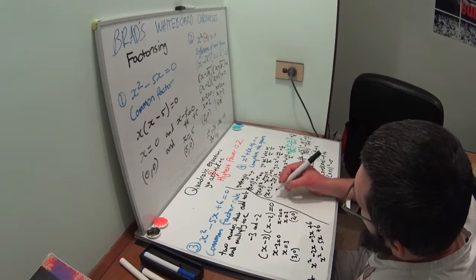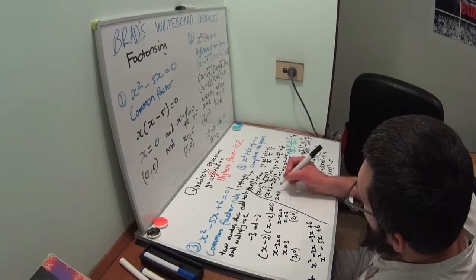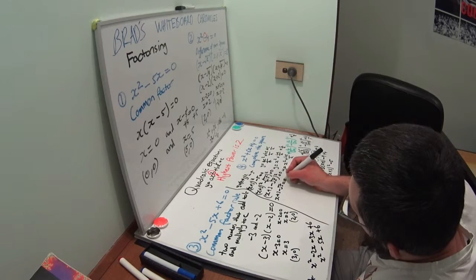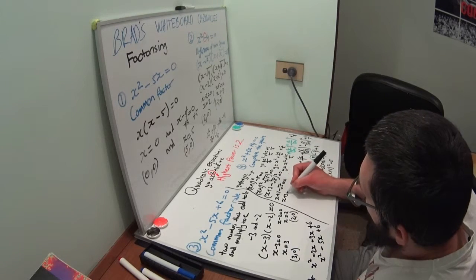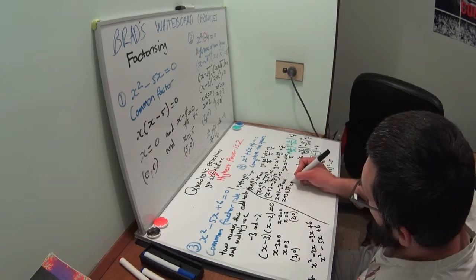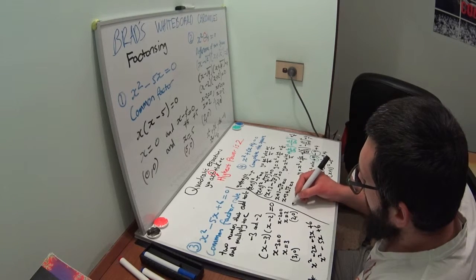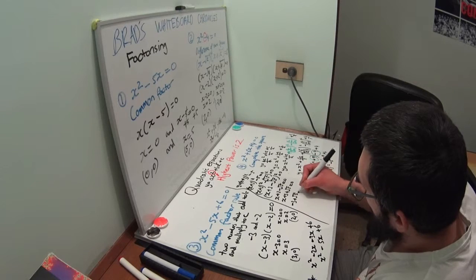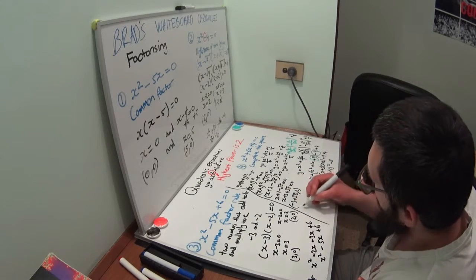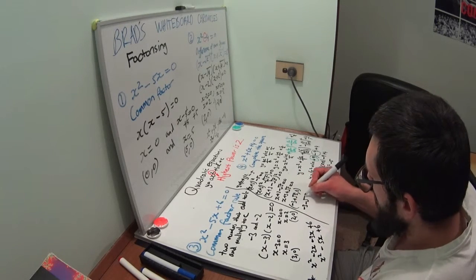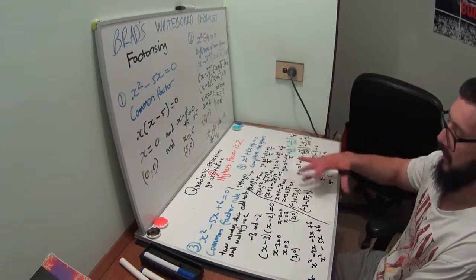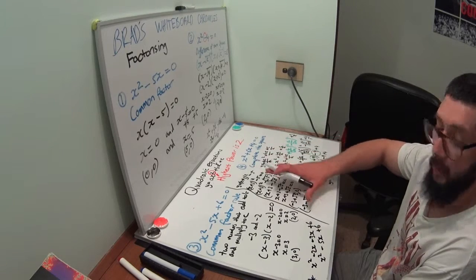So then I'm going to have x plus 3 minus the square root of 5 equals 0, and x plus 3 plus the square root of 5 equals 0. So my x-intercepts are going to be minus 3 plus the square root of 5, which is one of my intercepts, and my other intercept is going to be minus 3 minus the square root of 5.